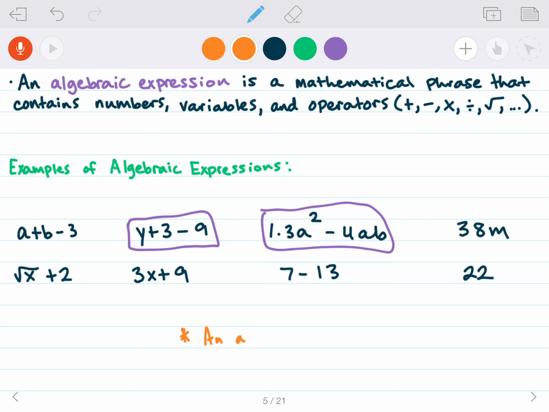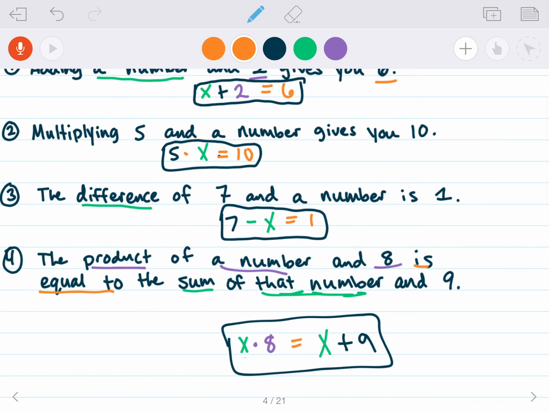An algebraic expression does not have an equal sign. We're going to get to that later, but if there is an equal sign, it's called an equation. So all of these things that we wrote were all equations. These are all equations, not expressions.